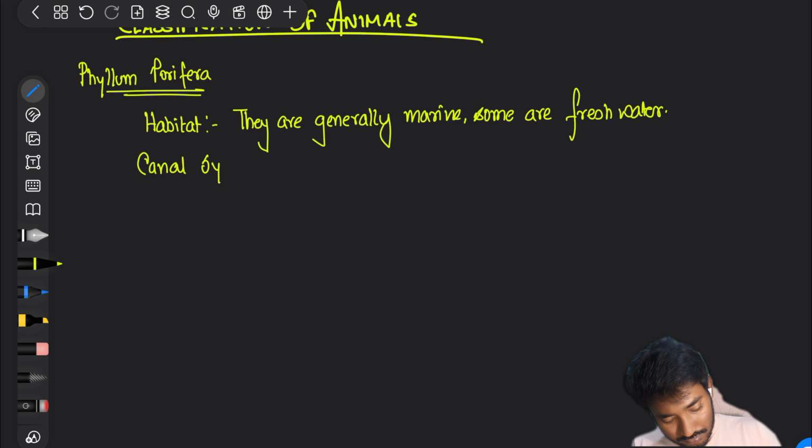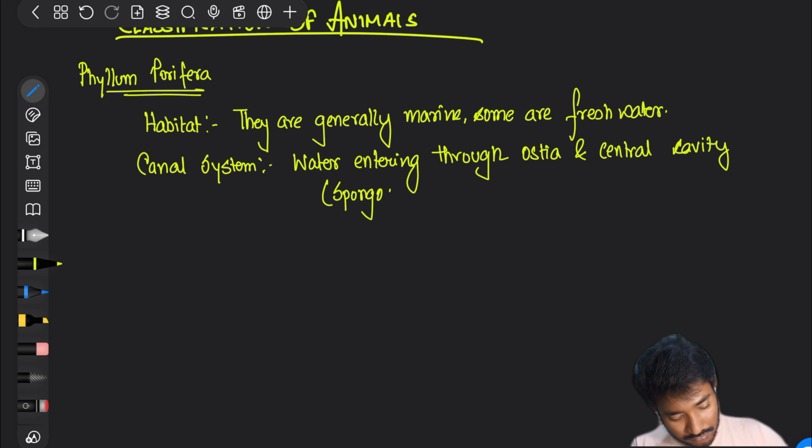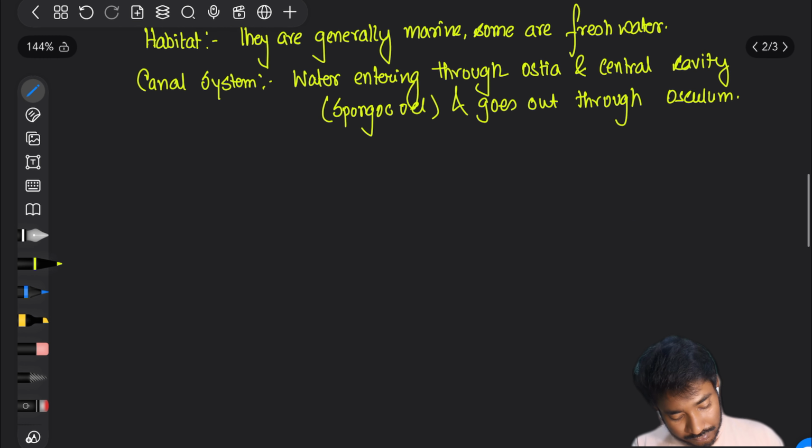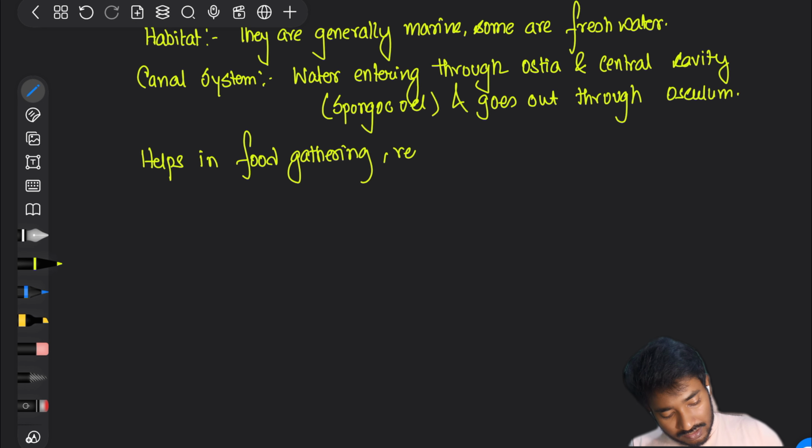Canal system: water enters through ostia and the central cavity, that is the spongocoel, and goes out through the osculum. Okay. Now, the canal system helps in food gathering, respiratory exchange, and waste removal.